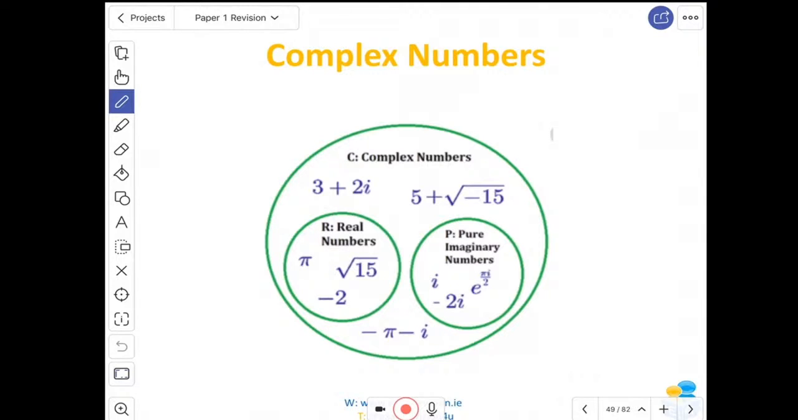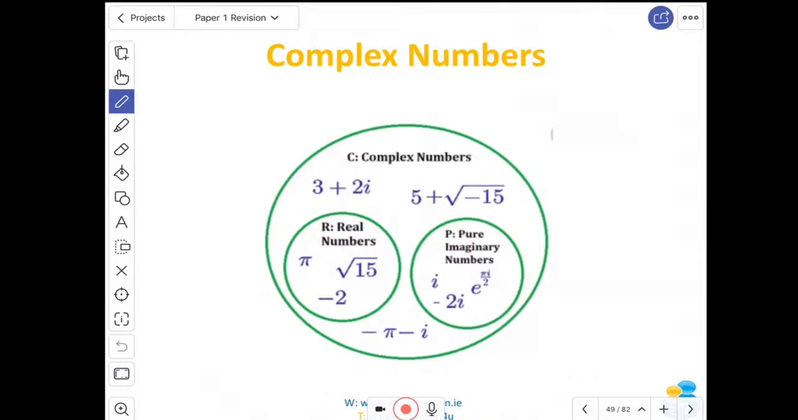So the first thing is just to remember that complex numbers are just another form of our number sets. Back in Junior Cert, we would have learned all about natural numbers, integers, etc. You would have learned, up until you've done complex numbers, that all numbers possible were what we call our real numbers.